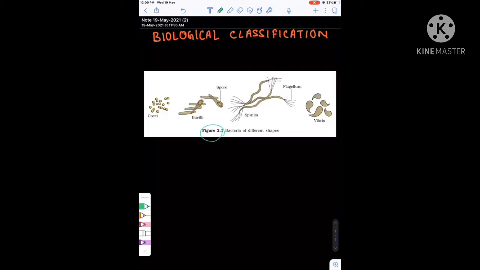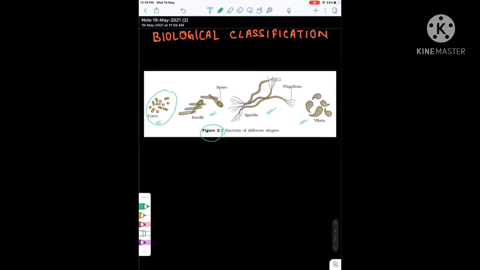These are the bacteria of different shapes, classification of bacteria depending on their shapes. This is an important diagram because it can be asked. This diagram will be given in the question paper and you will be asked what the shape is. Now these are the spherical shaped coccus, these are the rod shaped bacillus, these are the spiral shaped spirillum, and this is the comma shaped vibrio.